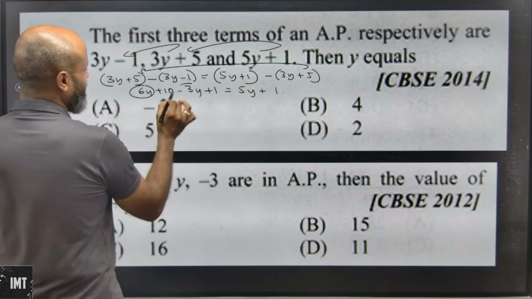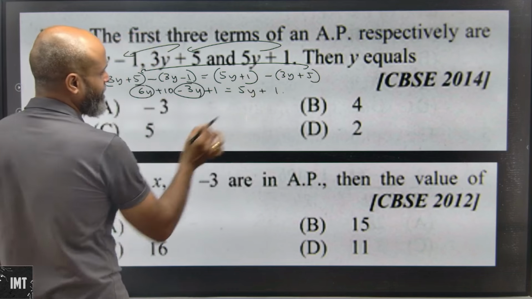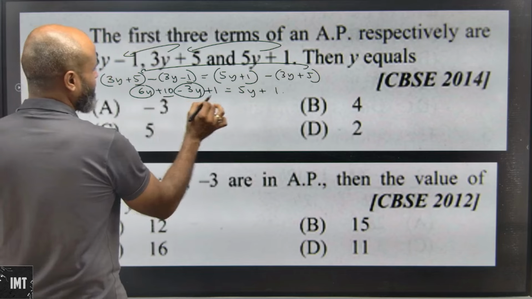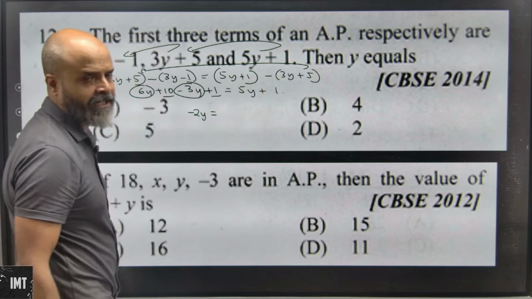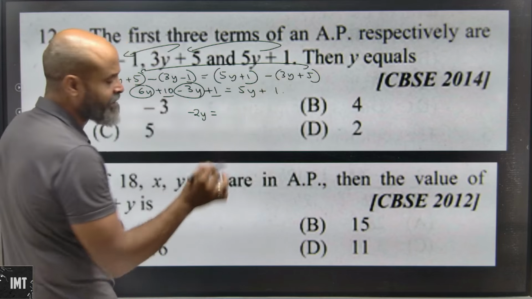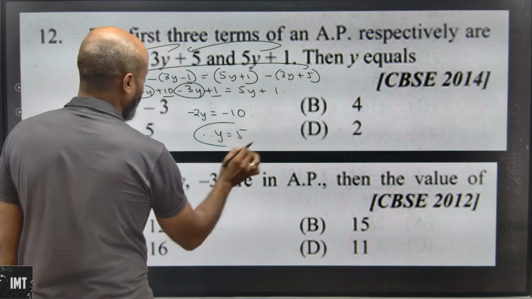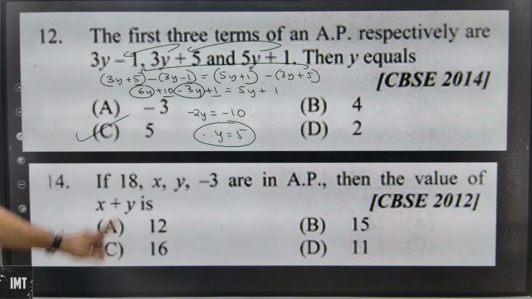So 6y minus 3y, that's going to be how much? 3y. 3y minus 5y, that will be minus 2y. Here we have 10 plus 1, 11. We take this 11 that side, so that will be 1 minus 11. That's minus 10. So therefore, y will have a value of 5. So this would be the correct option.